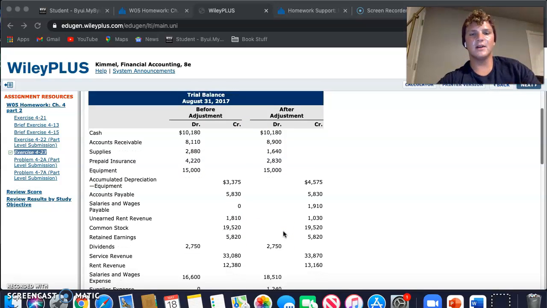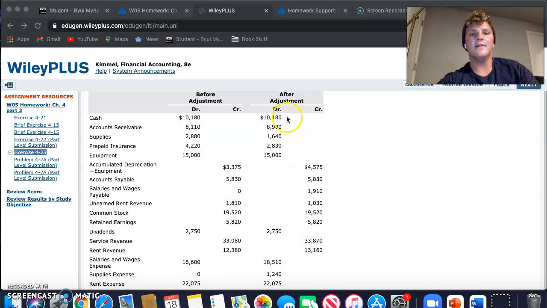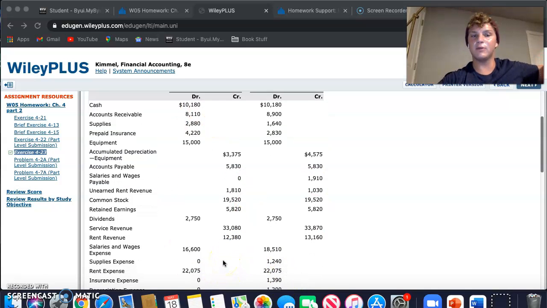One really important thing to note is that we're going to want to be looking for the after adjustment values, right? These before adjustment values are not really going to be super relevant for this problem.